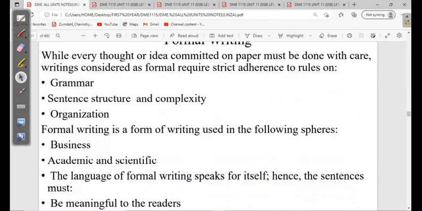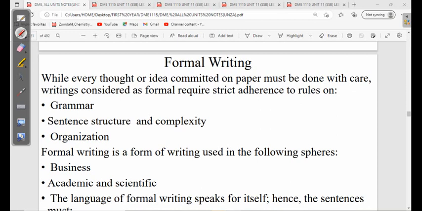So, starting formal writing. While every thought or idea committed on paper must be done with care, writing considered formal requires strict adherence to rules. So as we write anything for formal purposes, we need to pay particular attention to the way we are writing: the grammar, sentence structure, that is complexity, and organization, how we are organizing our work. It is very different when you're writing a letter to your friend and when you are writing a letter for application.